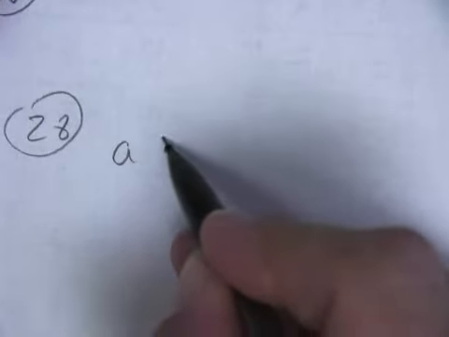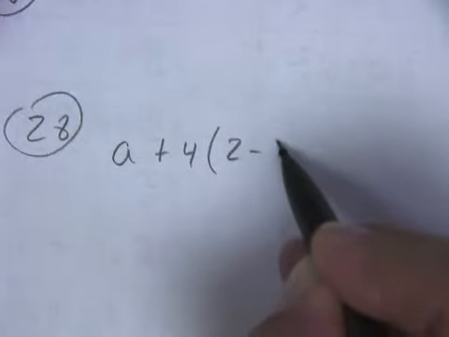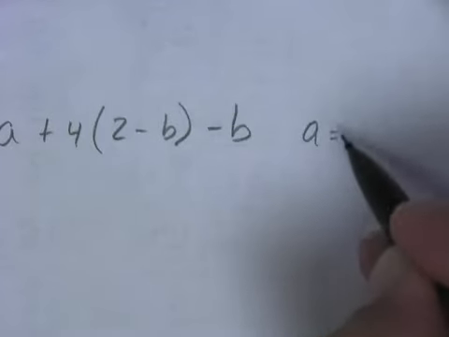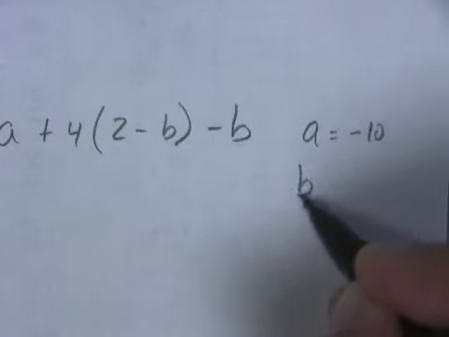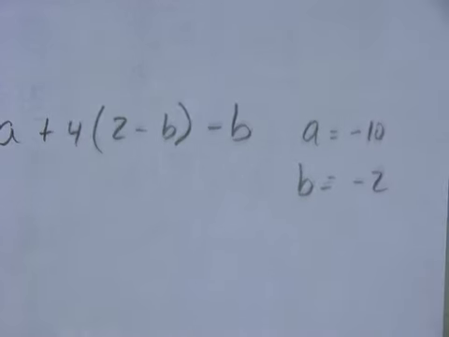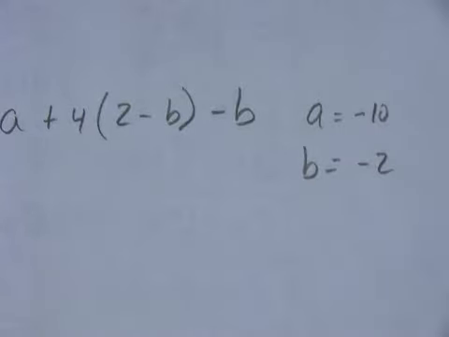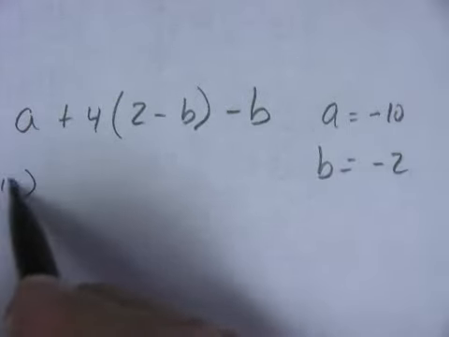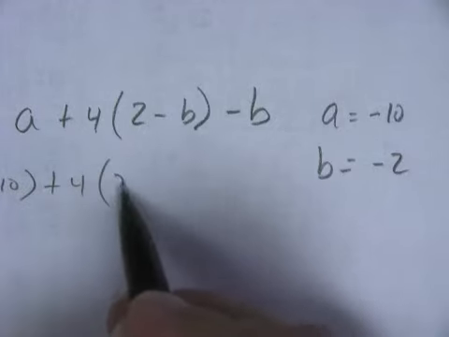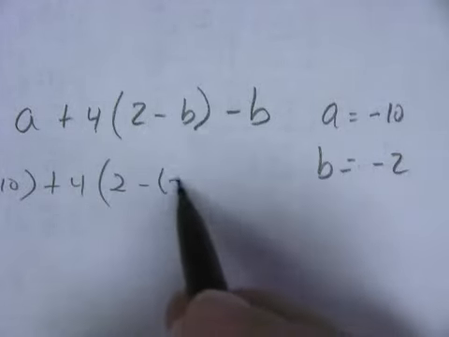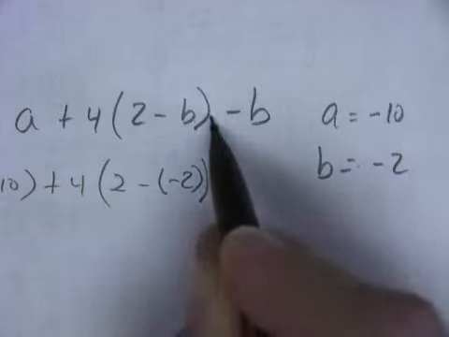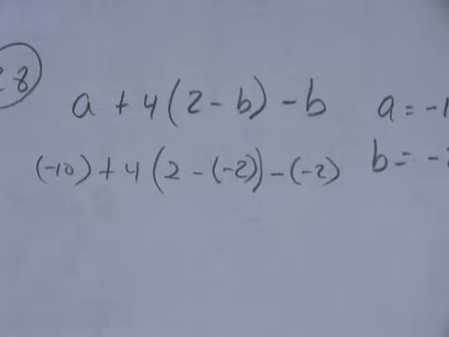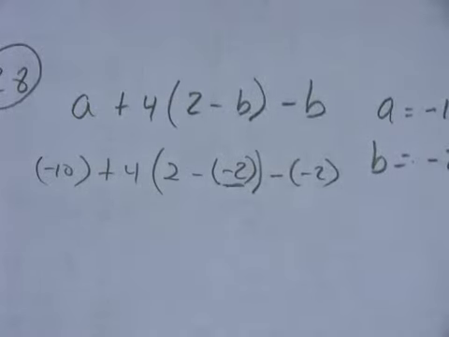Number 28. We've got A plus 4, 2 minus B, and we're going to say A is equal to negative 10, and B is equal to negative 2. Let's see how that works out. First of all, we're going to substitute everything, so we're going to put parentheses and negative 10. Don't forget the parentheses. Plus 4, 2, then minus the B, which is negative 2. Use parentheses again. Close the big one off, and minus 2. The innermost parentheses is negative 2. Can't do anything inside there.